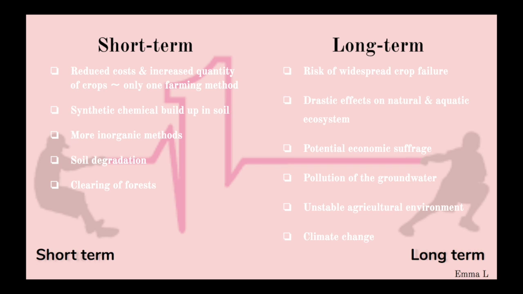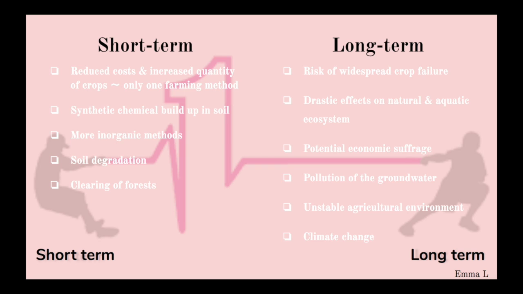Short-term and long-term effects of monocultures. For the short term, you would have that there would be a reduced cost to produce a larger quantity of crops. However, in the long term, this would not be the case, as it would eventually cost more money to produce these crops.